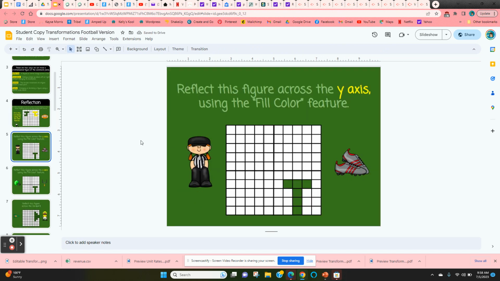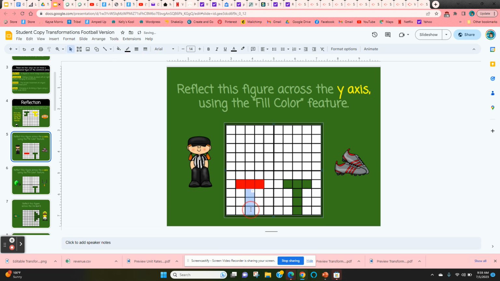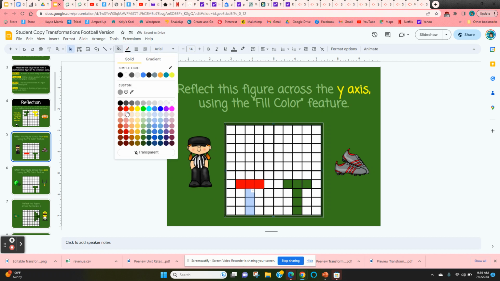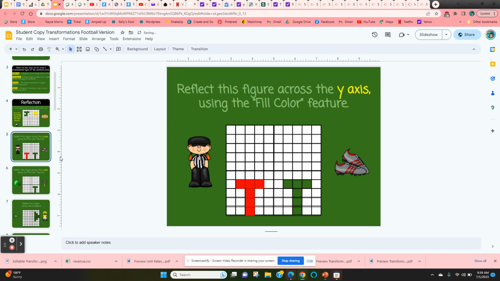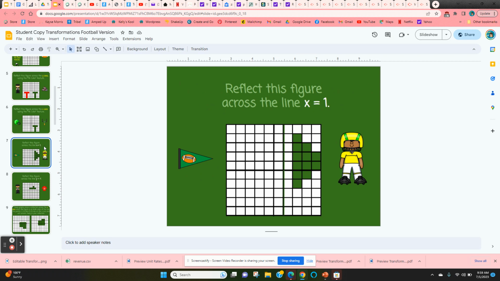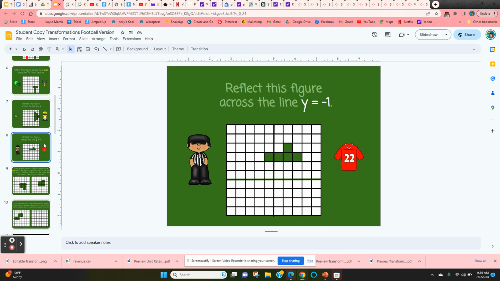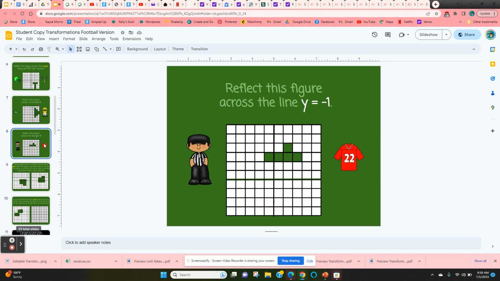The next slide, they're going to be doing the same thing, reflecting across the y-axis, a different direction. And again, they click and hold and scroll across and then choose any color they like. Now they're going to take that same figure and this time reflect it across the x-axis. They're going to reflect across the line x equals 1, across the line y equals -1.